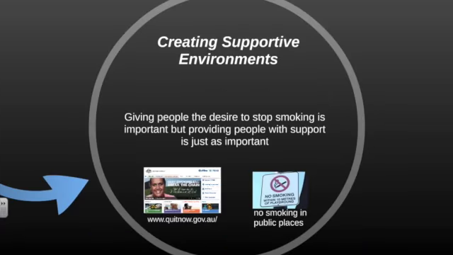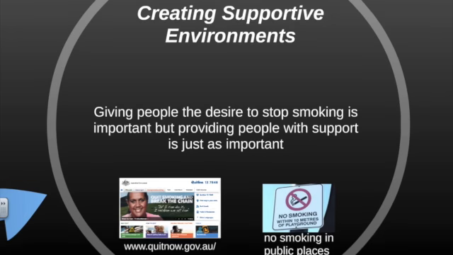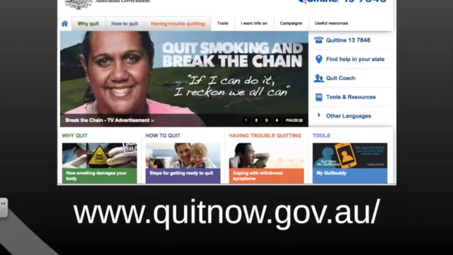So the next action area is creating supportive environments. Now, giving people the desire to stop smoking is one thing, say through a fancy advertising program, but what is just as important is providing people with support to help them give up, to start the process and also finish it off. A couple of ways this is done is through websites such as this one from the government, www.quitnow.government.au, and it's just to give some people some advice and some tips about how to go about giving up smoking.